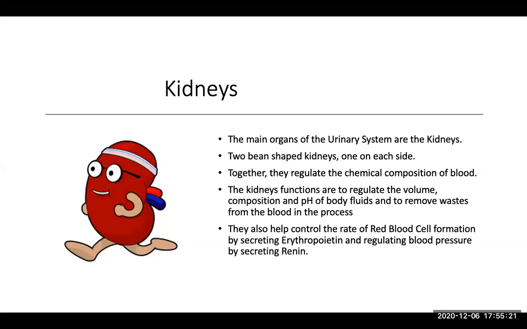The kidneys are bean-shaped, one on each side. They regulate the chemical composition of blood by regulating volume, composition, and pH of body fluids, as well as removing waste from the blood in the process. They also help to control the rate of red blood cell formation by secreting the hormone erythropoietin, and also by regulating blood pressure by secreting renin.